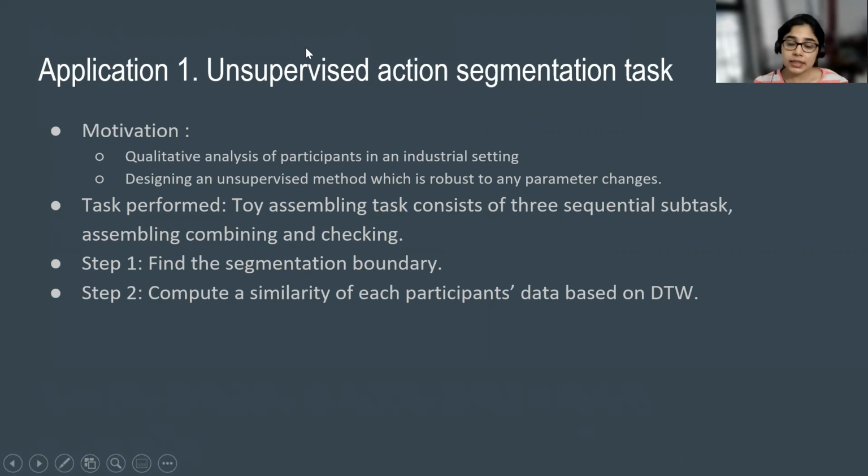We just knew that this longer task has 3 smaller subtasks, and that's why the first goal of this work was to divide each participant's data into smaller segments. And to have a qualitative analysis, we had experts' data. After segmenting each participant's data into smaller segments, we computed a similarity between the participants' data and the experts' data using a dynamic time warping based method.